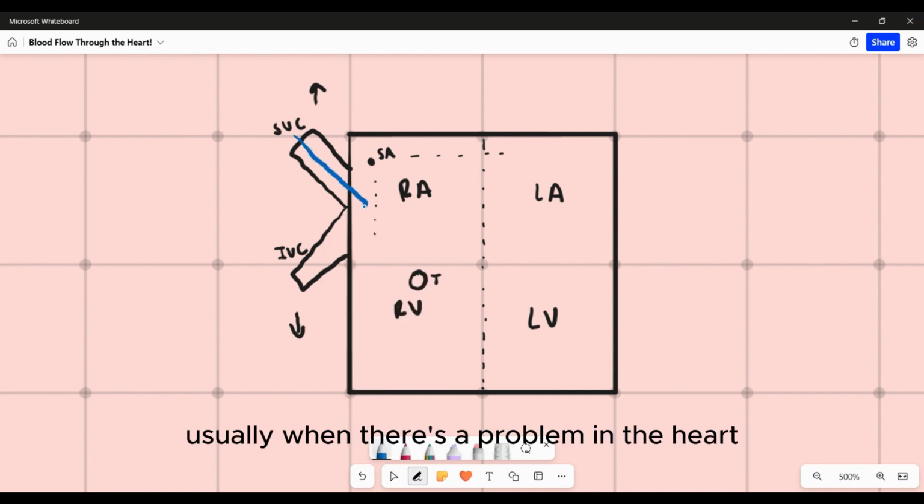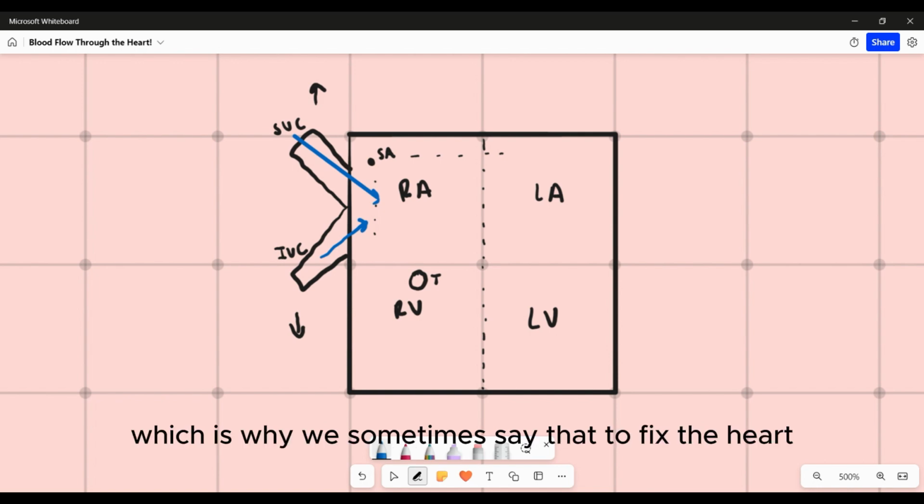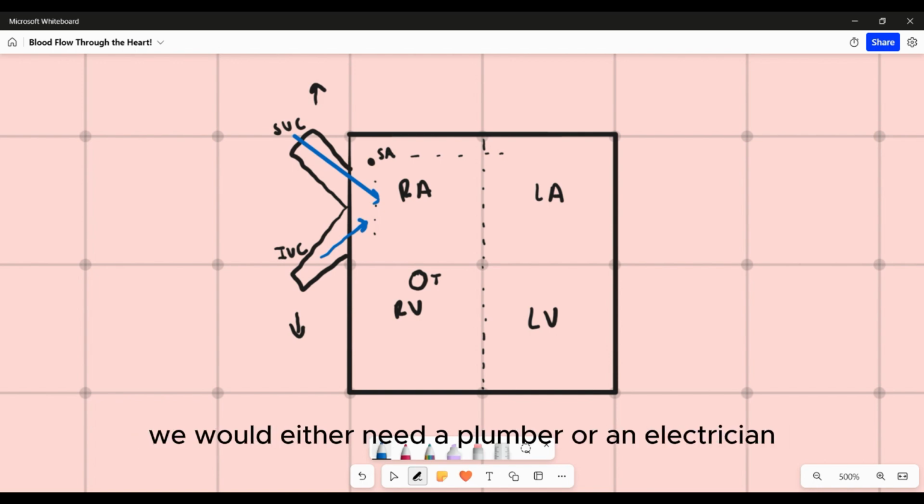Usually when there's a problem in the heart, it's either a physical problem with a valve or something, or it's an electrical problem with the nodes and impulses, which is why we sometimes say that to fix the heart, we would either need a plumber or an electrician.